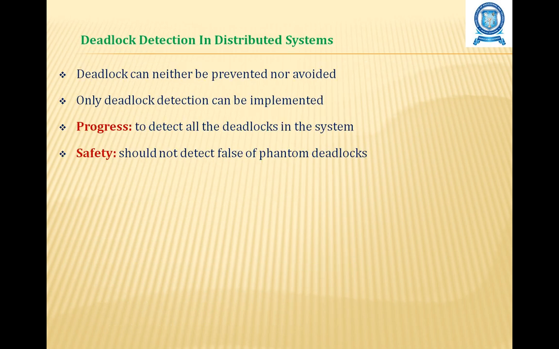The techniques of deadlock detection in the distributed system require the following, which are progress and safety. Progress means the method should be able to detect all the deadlocks in the system. And safety, the method should not detect false or phantom deadlock. Phantom deadlock means false deadlock.